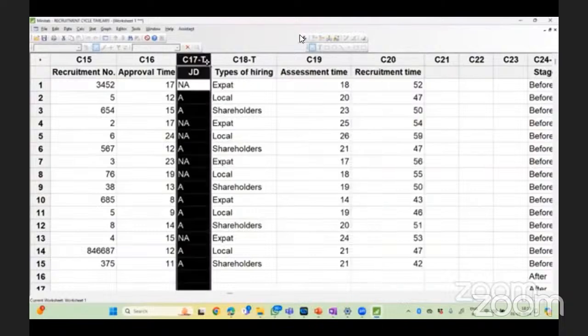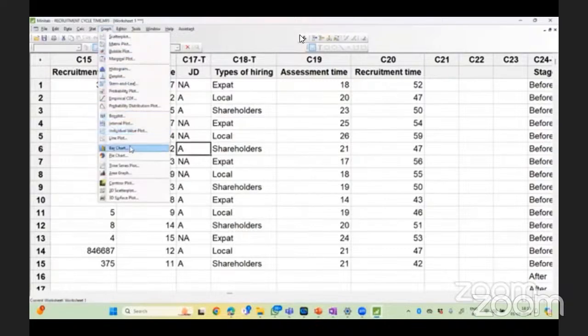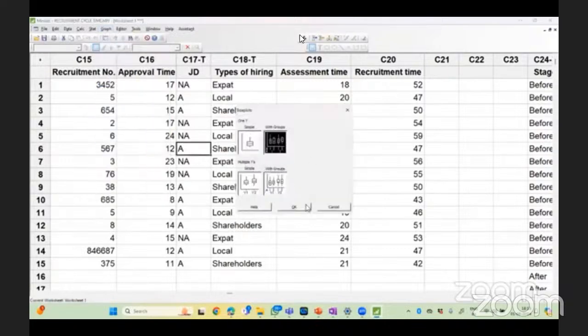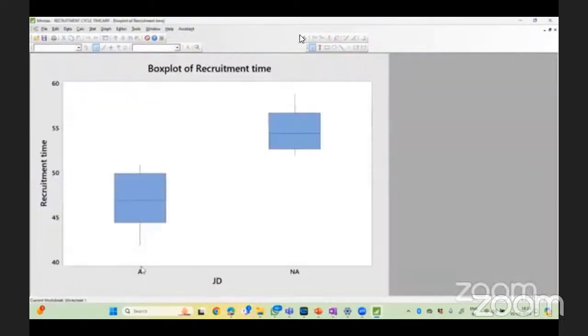How about recruitment time and job description availability? I cannot do a scatter plot here because job description availability is attribute data. So I will do a box plot. Let me do a box plot here. It tells me that when the job description is available, my time taken varies between 42 days to approximately 50 days. When the job description is not available, my time varies from 50 days to around 56 days.